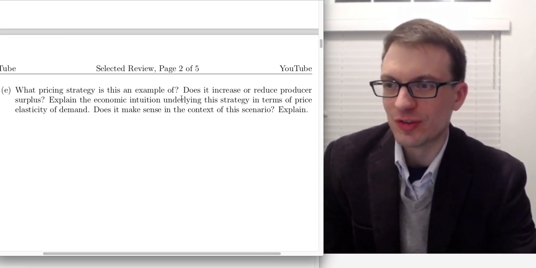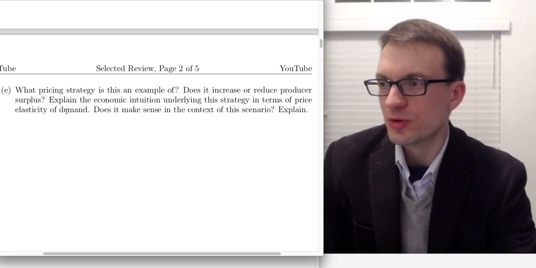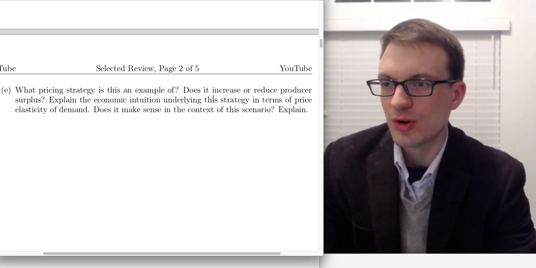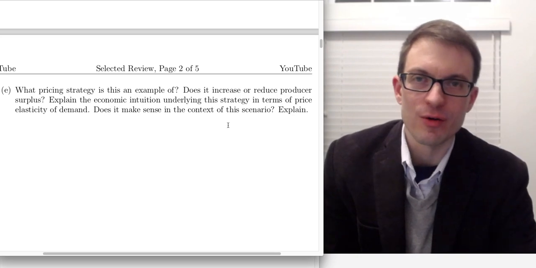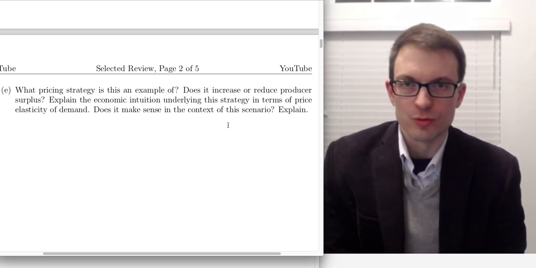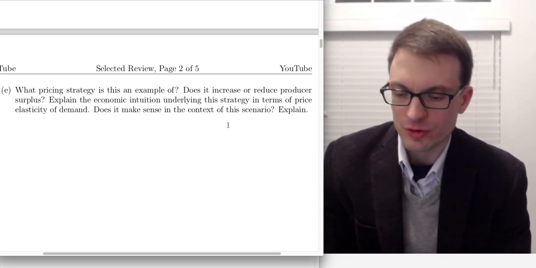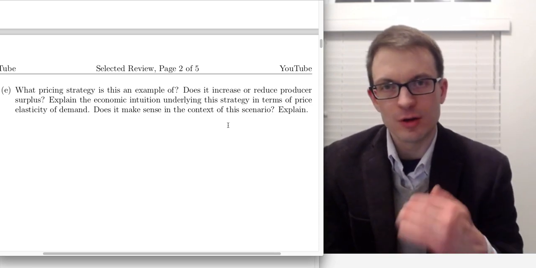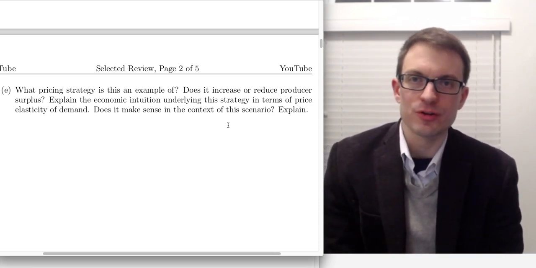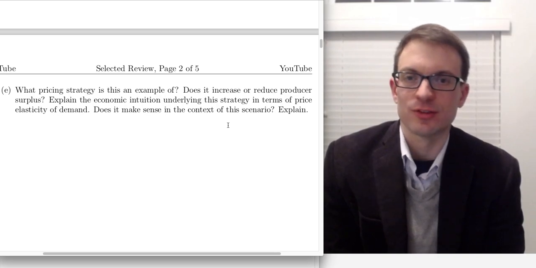What pricing strategy is this an example of? Does it increase or reduce producer surplus? Explain the economic intuition underlying the strategy. Oh, we kind of did that already, right? So yeah, producer surplus rose as a result of third degree price discrimination. Basic idea is give a discount to the relatively elastic demanders, charge a premium from the relatively inelastic demanders.